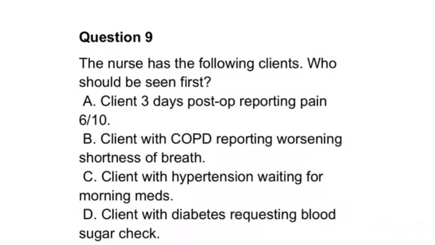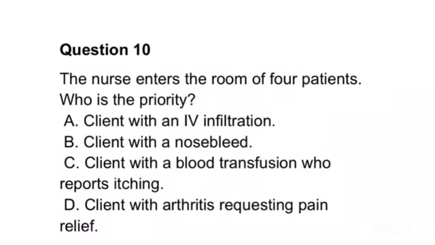Question 10. The nurse enters the room of 4 patients. Who is the priority? A. A client with an IV infiltration. B. A client with a nosebleed. C. A client with a blood transfusion who reports itching. D. A client with arthritis requesting pain relief. Answer: C. Blood transfusion with itching. Rationale: possible anaphylactic reaction.